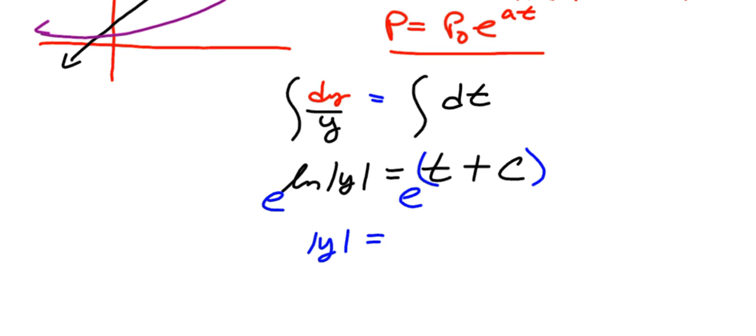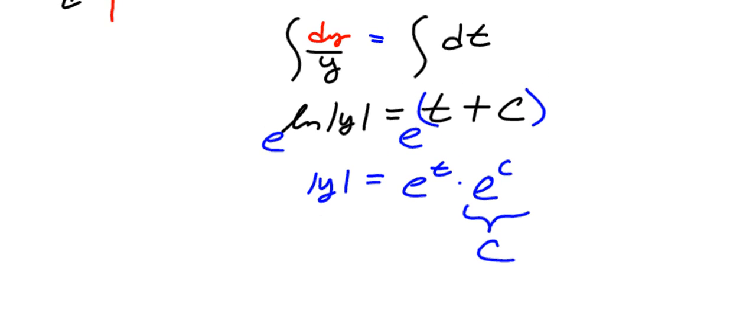sum in the exponent? Well, remember, when you multiply like bases, you're really adding the exponents. So in this case, I'm going to do this in reverse. I'm going to say e to the t times e to the c. But then we have to look at this. e to the c is just a number, and we're going to say this is then our constant coefficient c.